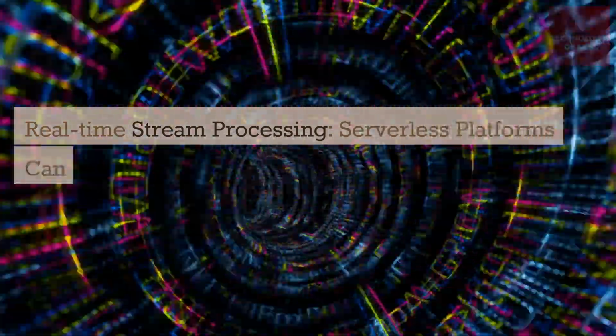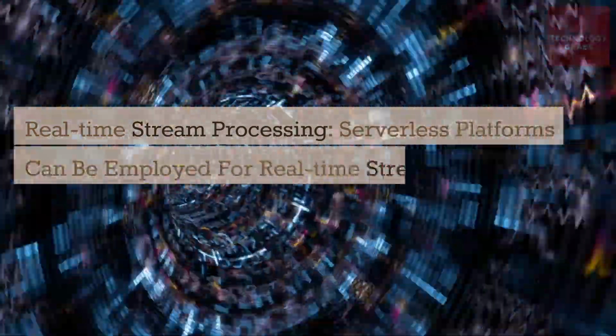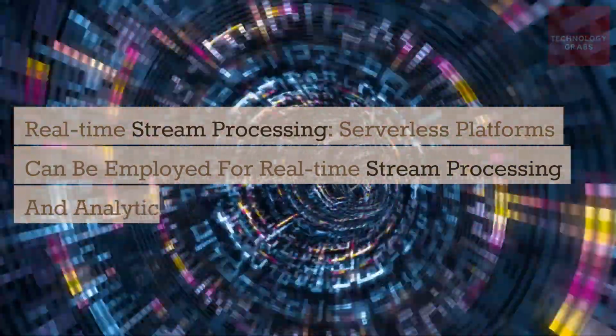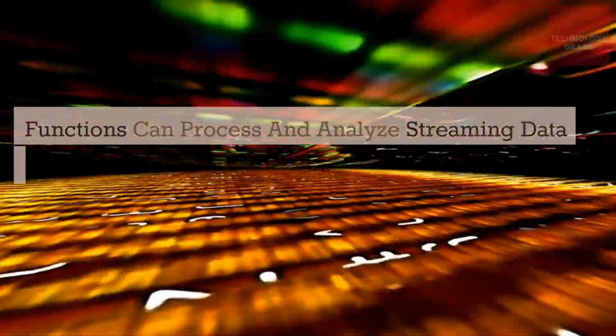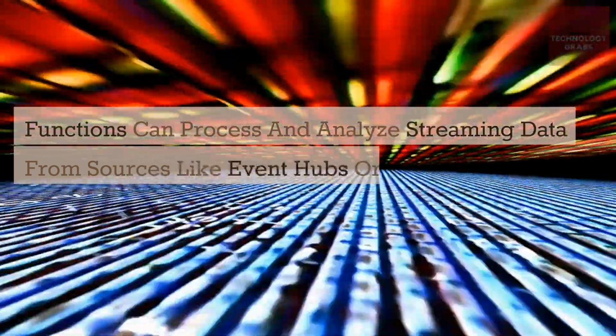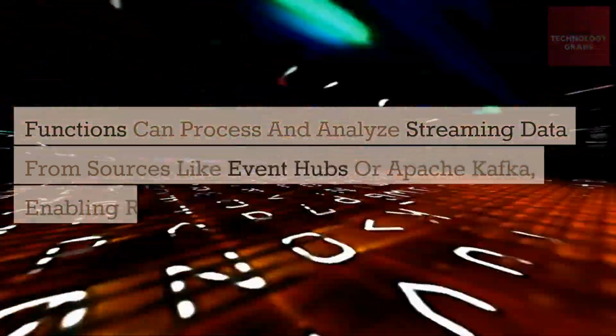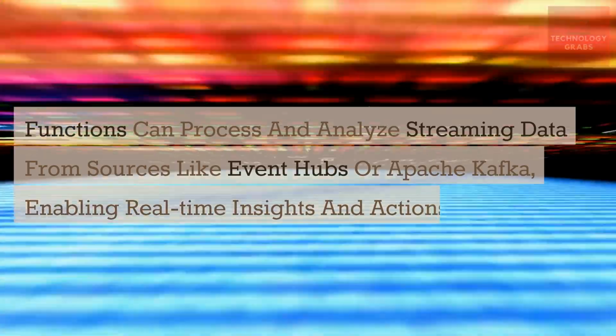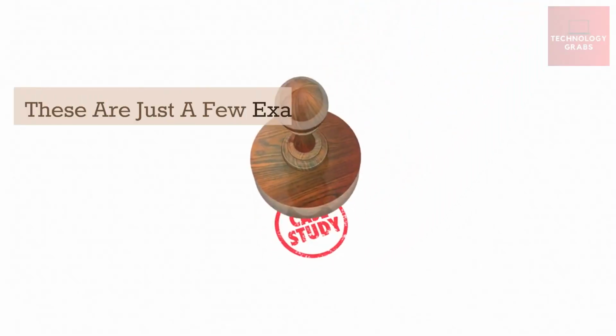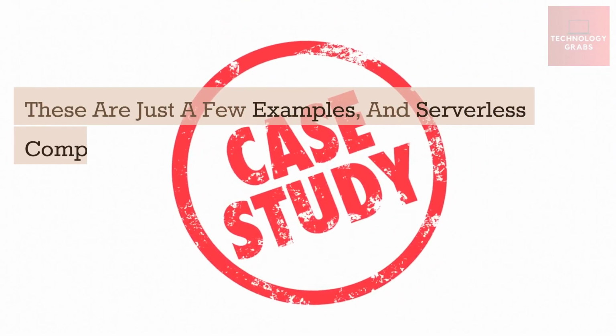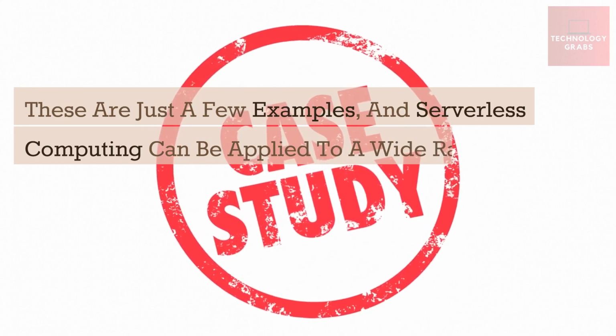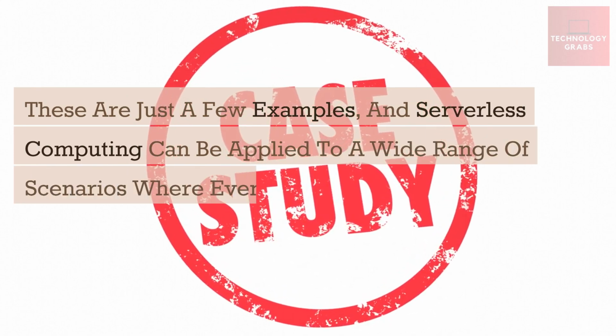Real-time stream processing. Serverless platforms can be employed for real-time stream processing and analytics. Functions can process and analyze streaming data from sources like event hubs or Apache Kafka, enabling real-time insights and actions. These are just a few examples, and serverless computing can be applied to a wide range of scenarios where event-driven, scalable, and cost-efficient solutions are needed.